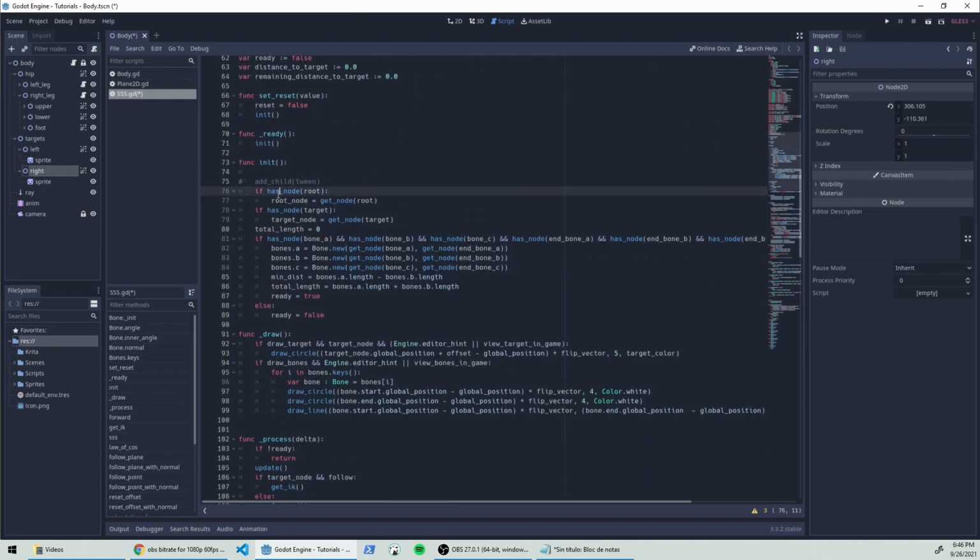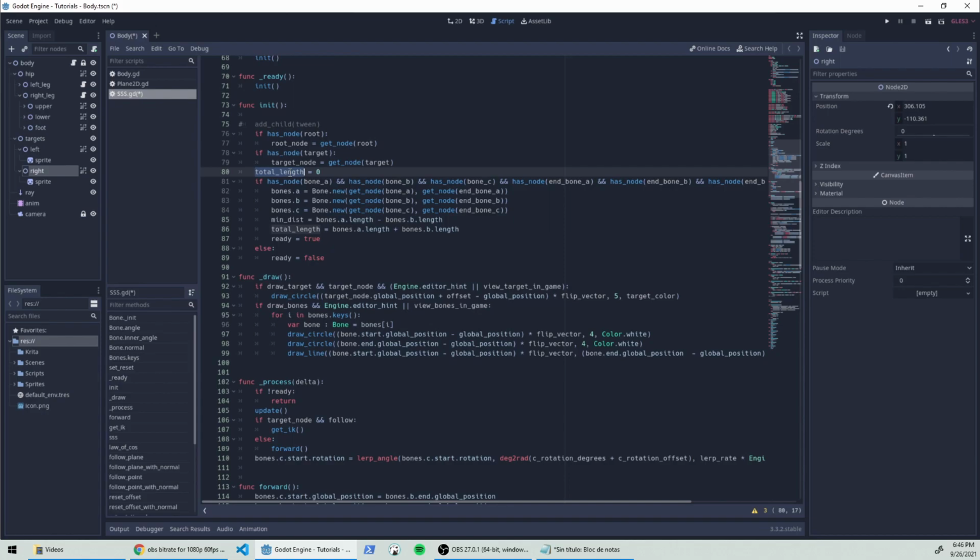And the init function checks to see if all of the paths are valid, then we assign them to the variables that we have set. So here, if the path to the root is valid, we assign it on the node. Do the same for the target. Then we reset the total length. This might not be necessary, but we reset the length just so we have a fresh length at the end of this. And then I want to make sure I have everything, and if I have one missing bone, I'm not going to call ready. I'm just going to keep ready at false, and then we assign it into our bones variable.